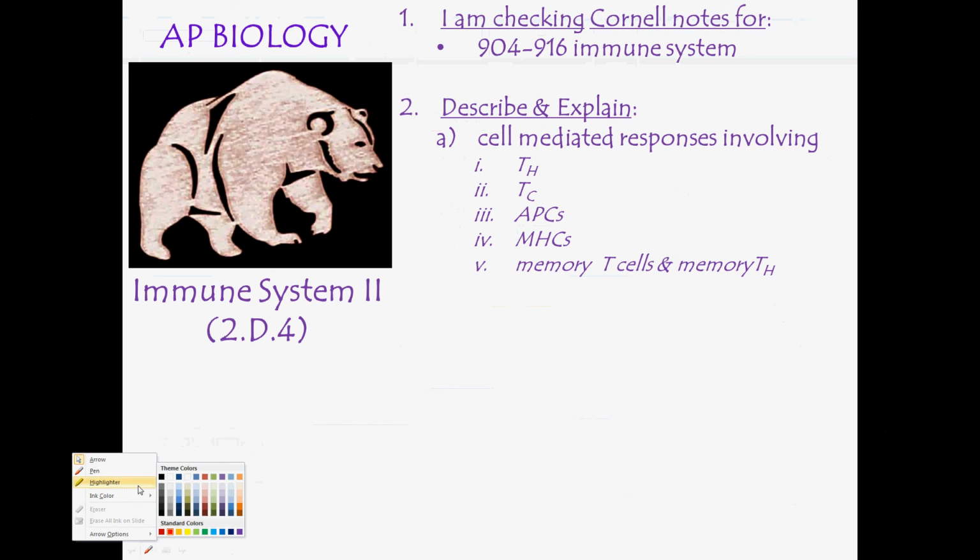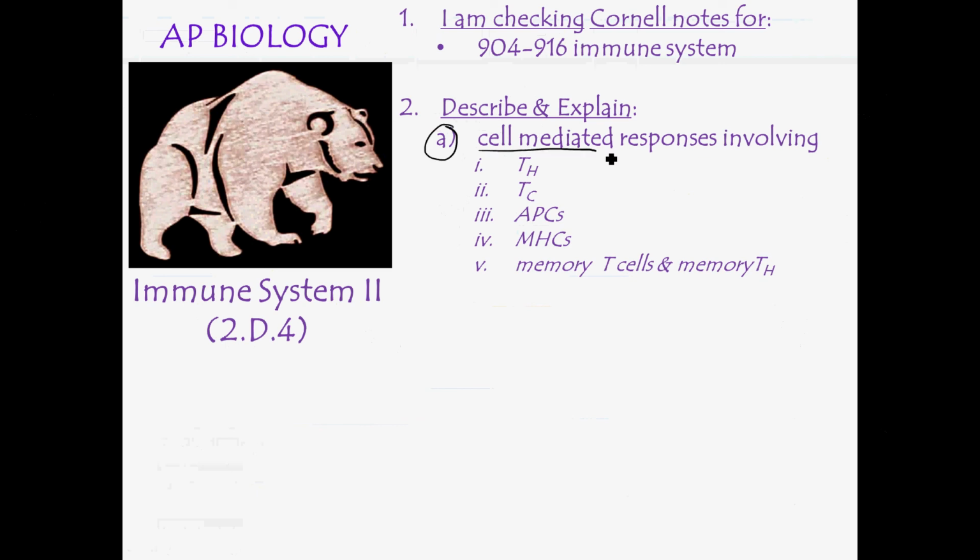So this is immune system 2, and in this one we'll be talking about describing and explaining the cell-mediated responses that involve helper T cells, cytotoxic T cells, antigen-presenting cells, the major histocompatibility complex, as well as memory T cells and memory cytotoxic T cells, and memory helper T cells as well. So that's a lot, so let's get started.